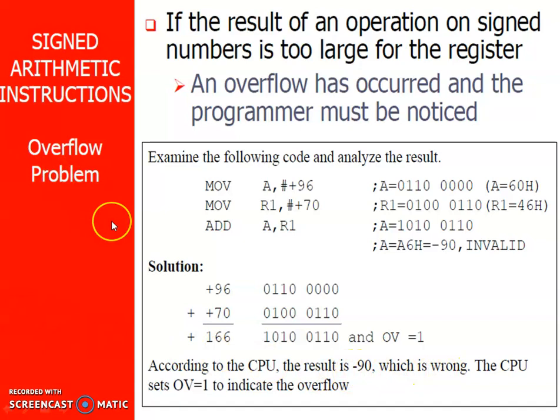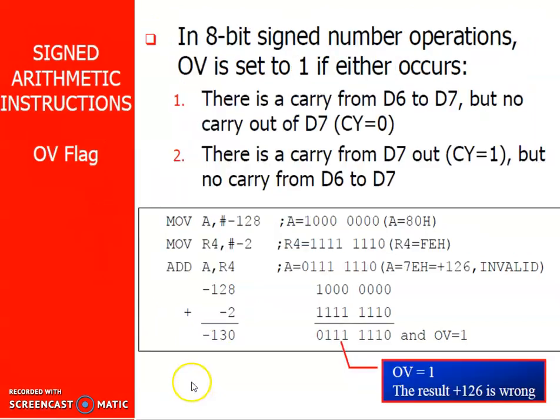Okay. So how is the problem overcome? That is by using the overflow flag. Let us see here. In 8-bit signed number operations, OV is set to 1 if either of two conditions occurs. What is the first thing? If there is a carry from D6 to D7 but no carry out of D7, that is carry is equal to 0. The second case is when there is a carry out of D7, that is when CY is equal to 1, but no carry from D6 to D7.